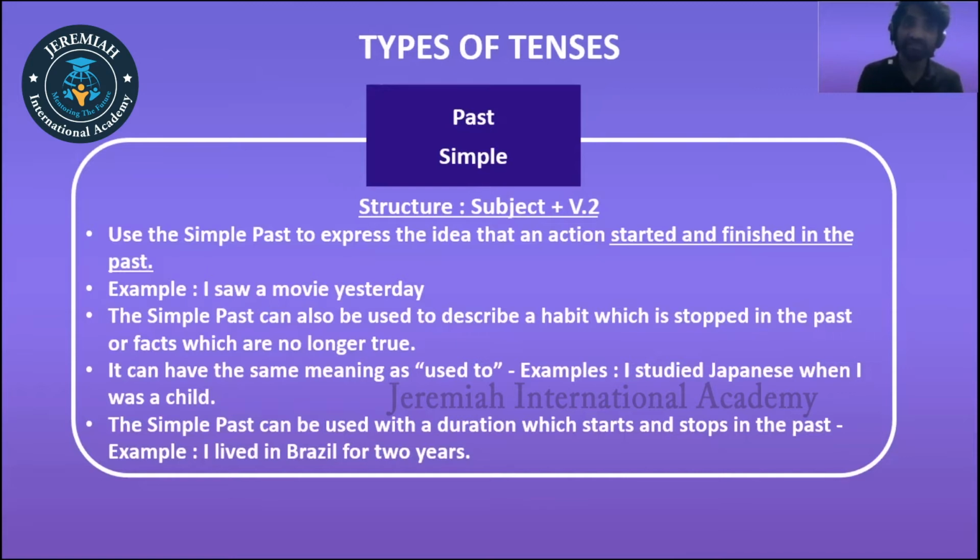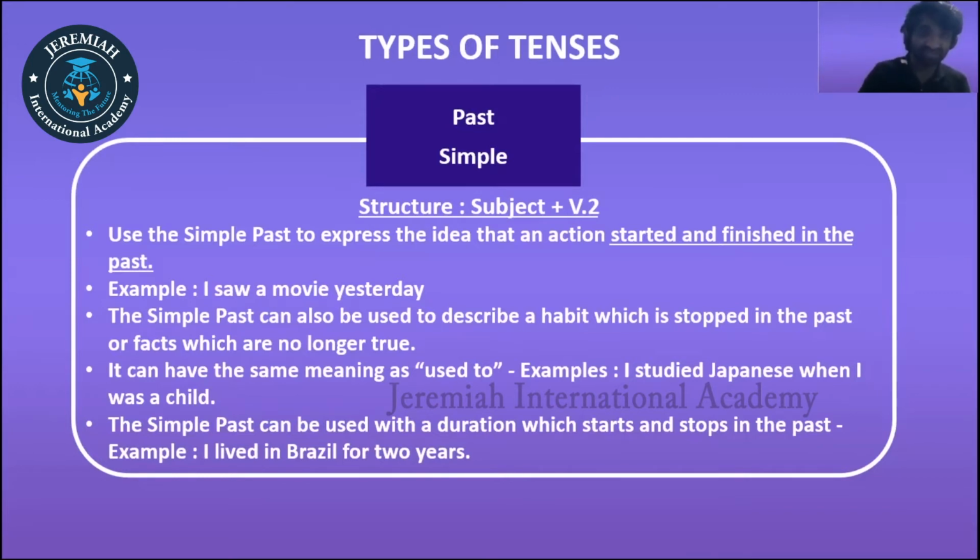So use the simple past to express the idea that an action started and finished in the past. Okay, started and finished in the past. All right, അത് തുടങ്ങിയതും അവസാനിച്ചതും പാസ്റ്റിലാണ്. An example, I saw a movie yesterday. Okay, I saw a movie yesterday.